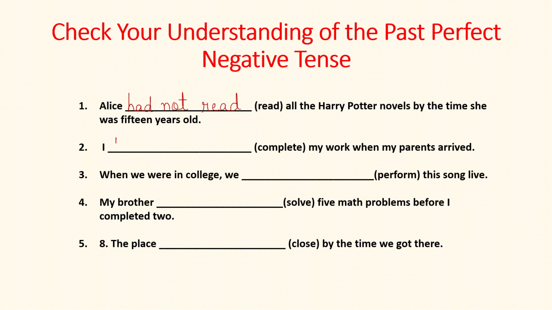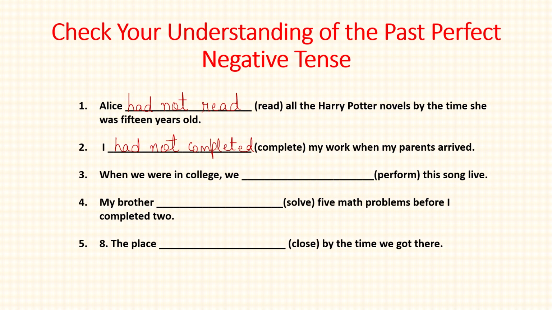I had not. The verb is complete. The third form of the verb complete is completed. I had not completed my work when my parents arrived.